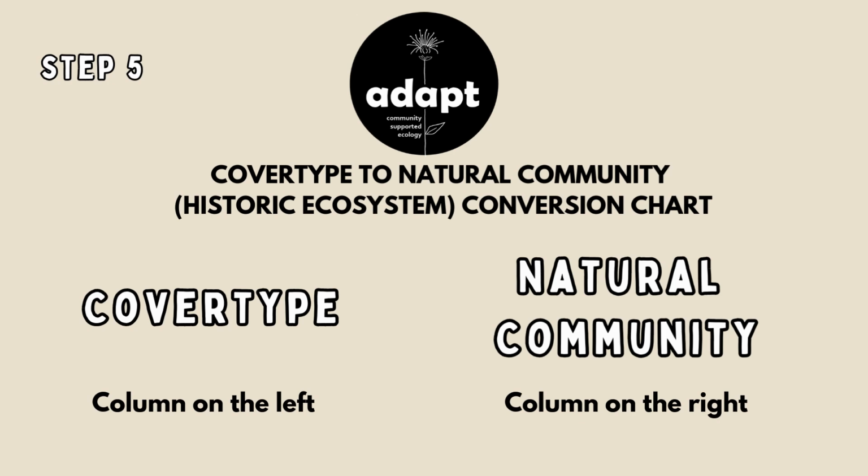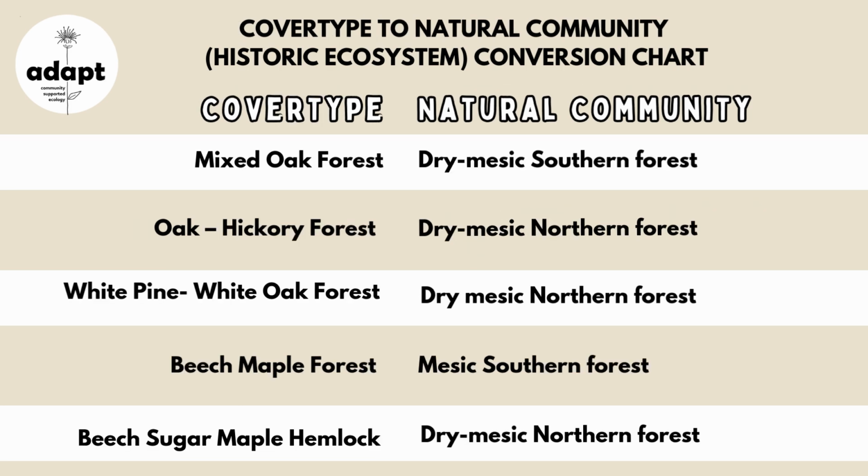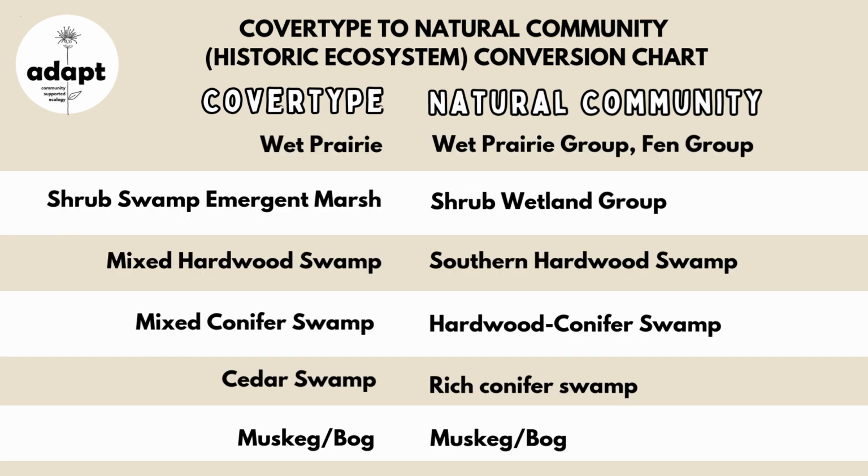And this might be straightforward. There might just be one, like the first one listed, the Black Oak Barren, only has one natural community. It's the Oak Barrens. But in southern Michigan, there's a lot of mixed oak savanna. And for that, there are multiple natural communities. So you're going to need to do a little bit more research in the case of that being your historic ecosystem. Here are the ones listed for southern Michigan.